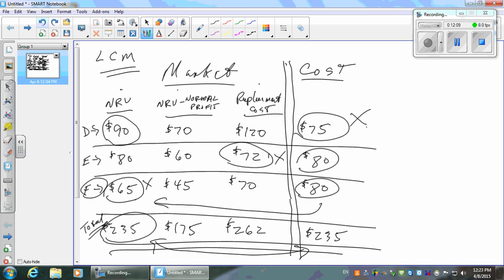What would happen on E? We'd write it down from 80 to 72. Each item we'd write down by 8 bucks. What would happen on D? We'd leave it at cost. What do we end up with? More write down. So if you do specific items, you're more apt to get more write down.